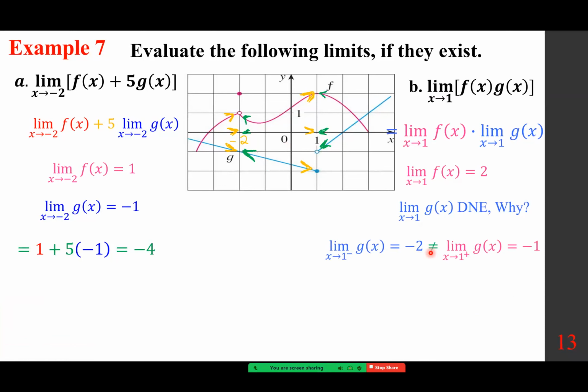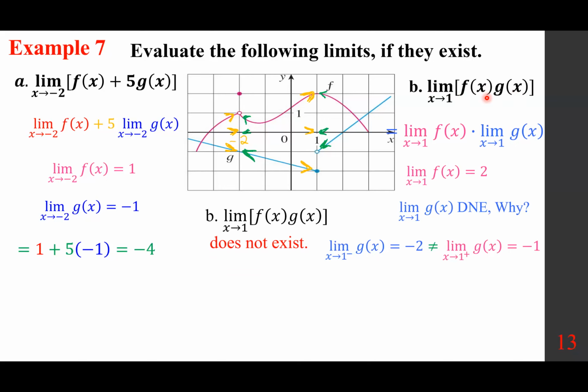Since -2 and -1 are not the same, the limit for g of x as x approaches 1 doesn't exist, and therefore the same thing here doesn't exist. The limit of the product of these two, because one of them doesn't exist, their product doesn't exist either. I want to quickly show you a different approach with the same result.